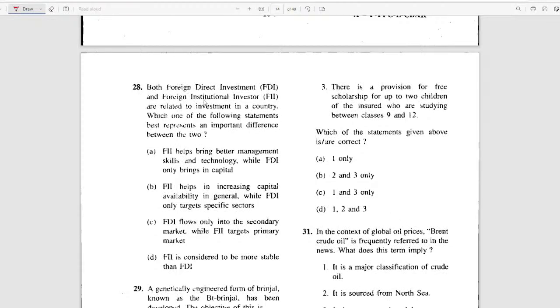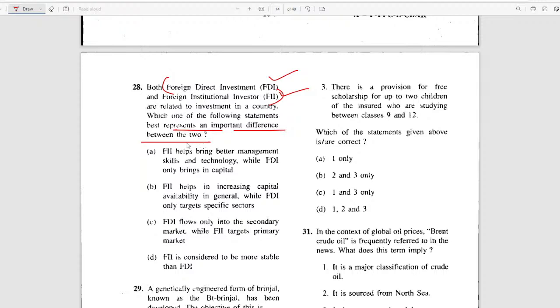both foreign direct investment and foreign institutional investors are related to investment in the country. Which one of the following statements best represents an important difference between the two? So FDI and FII are important. You have to understand the concepts of it. What is foreign direct investment? What is a foreign institutional investor? And what is the difference between these concepts?